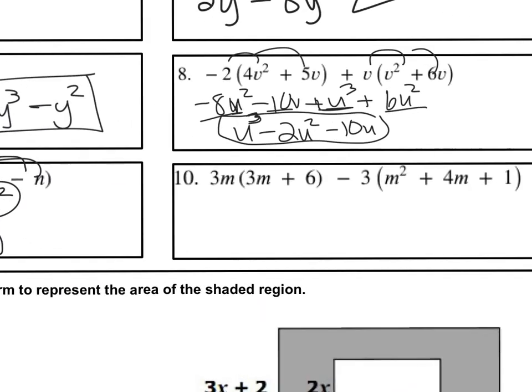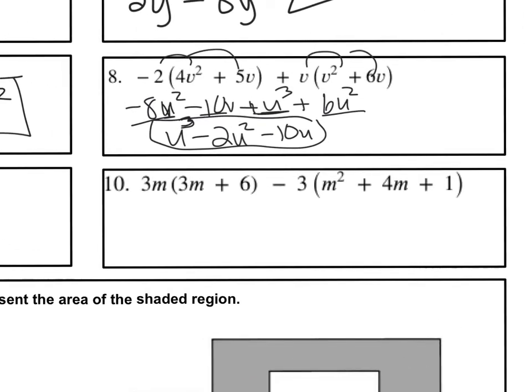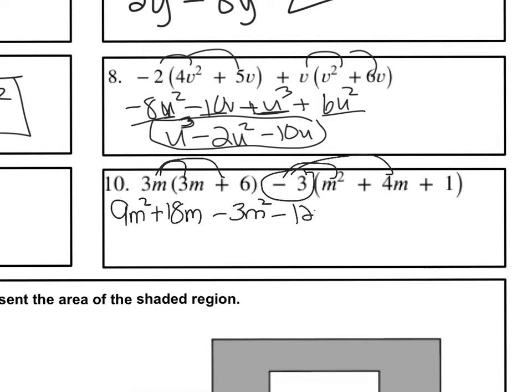All right, number 10. Again, distribute. Take the sign in front of that. You're distributing negative 3. All right, 3m times 3m is 9m squared. 3m times 6 is 18m. And then negative 3 times m squared is negative 3m squared. Negative 3 times 4m is negative 12m. Negative 3 times 1 is negative 3. Combine your like terms. It'll be 6m squared, 18 minus 12 is 6m, and minus 3.